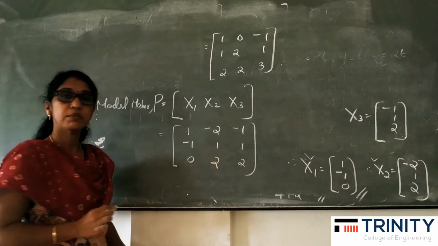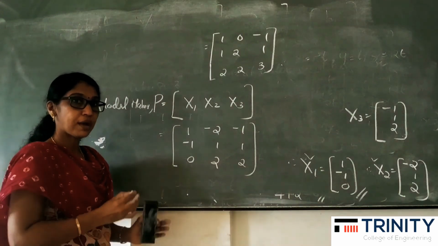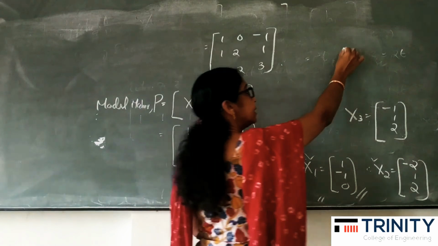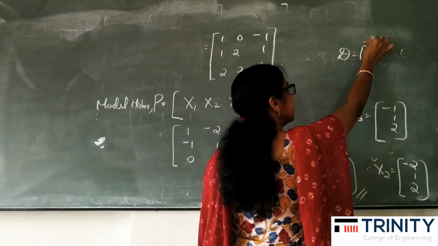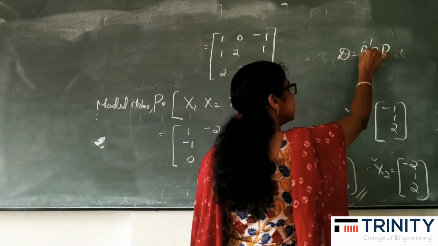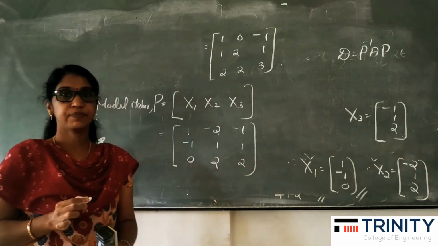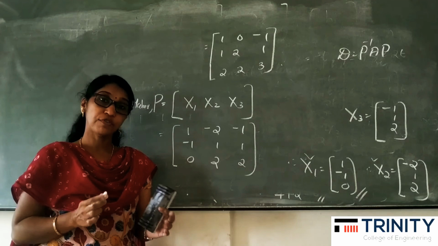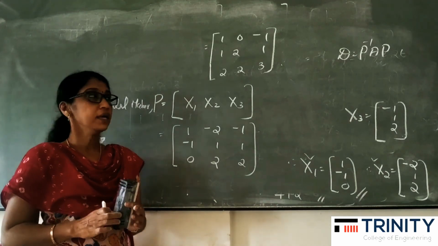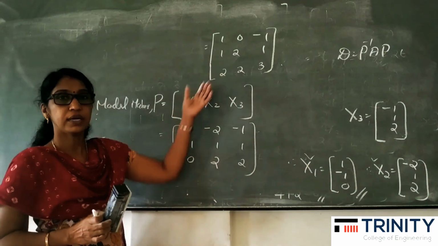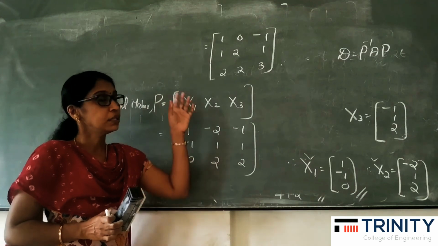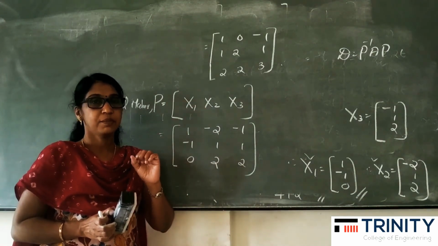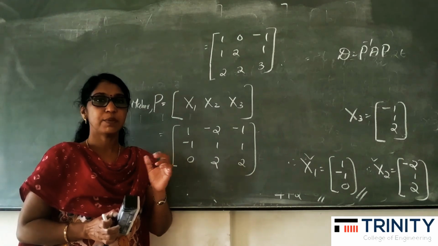So we have written the model matrix. Now, what is the formula for diagonalization? The diagonalization formula is D is equal to P inverse AP. This is the formula for finding the diagonal matrix. So we have to find P inverse. A we have, P we found. Now the only thing is P inverse. The easiest method for finding P inverse we have already learned.